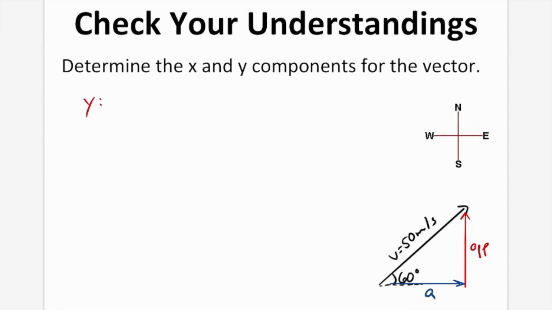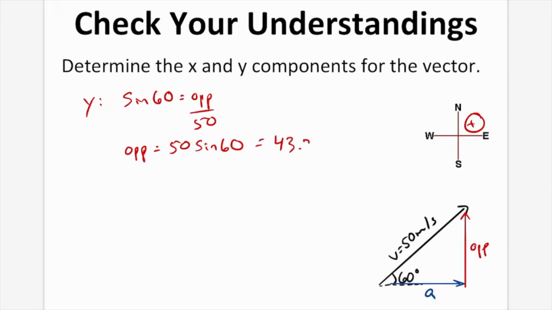Now before we go anywhere, let's pick our positives. We're going right and up, so let's just say that right and up are positive, in this case east and north. So in our y, it's going to be sine 60 is equal to opposite over 50. We rearrange, we're going to say opposite is going to equal 50 sine 60, which equals 43.3 meters per second.